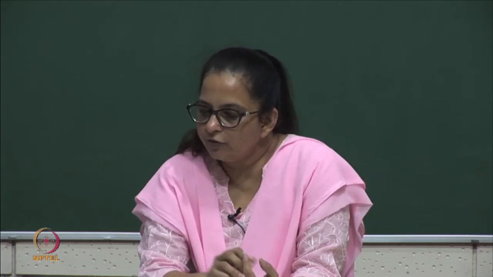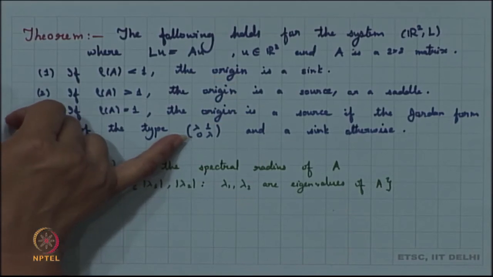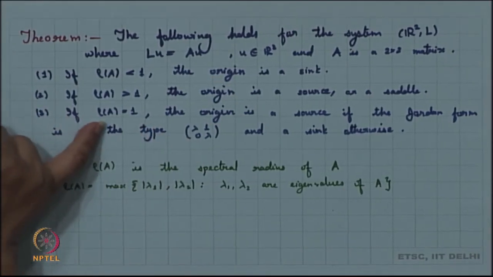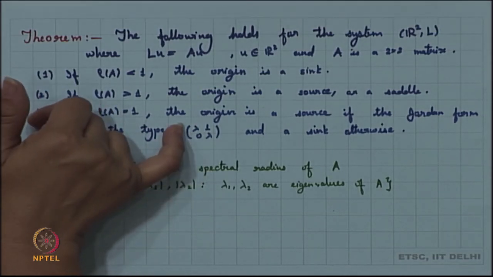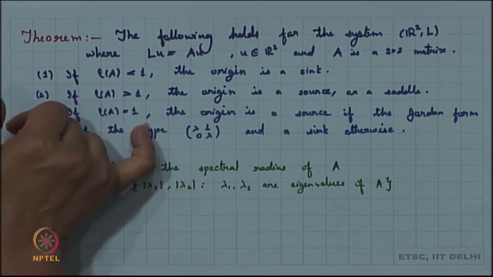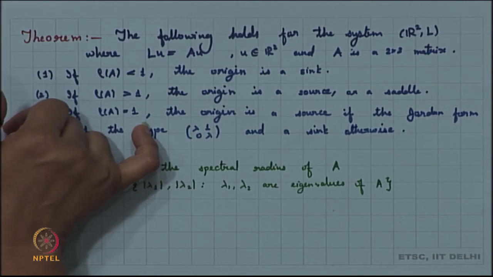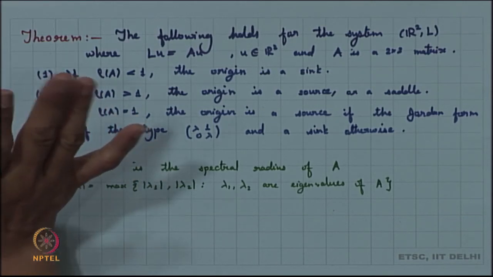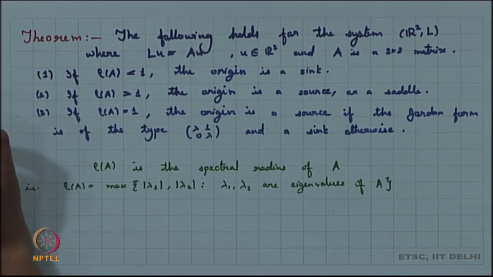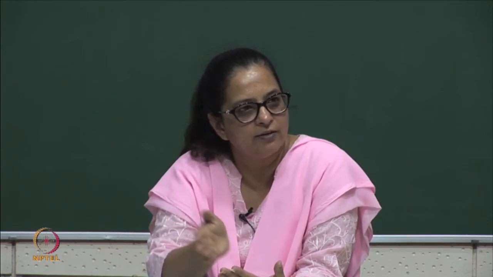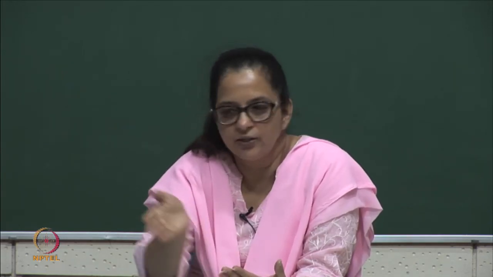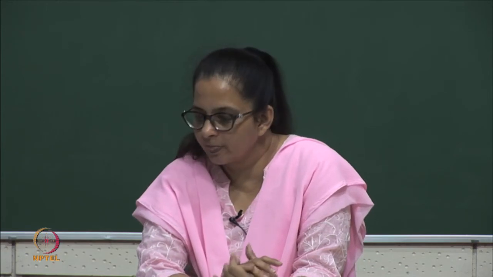So, when the Jordan form is of this particular kind for A, and the spectral radius is equal to 1, this is going to be a source. In the other case, again the spectral radius is 1, that means the other eigenvalue can be less than 1. If both of them are equal to 1, then it is identity, nothing changes. If the other eigenvalue is less than 1, then on one side it is not changing, but on the other side it is definitely contracting. So, it is definitely converging to the origin.